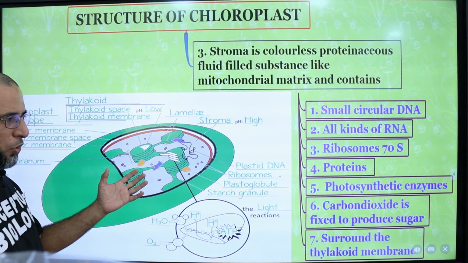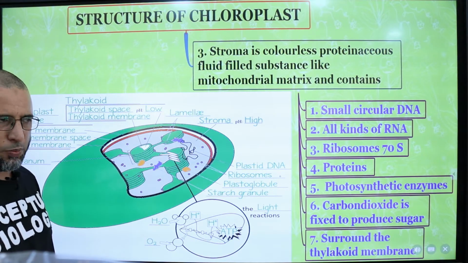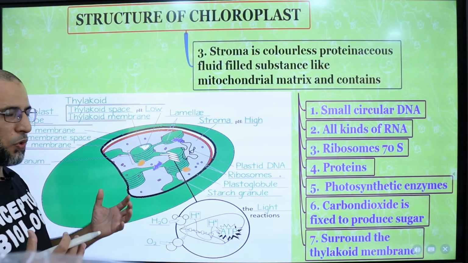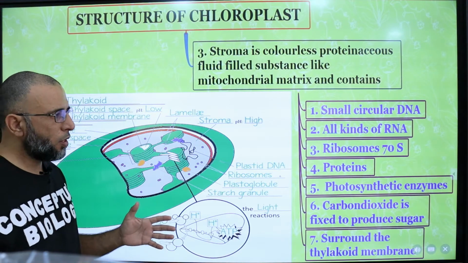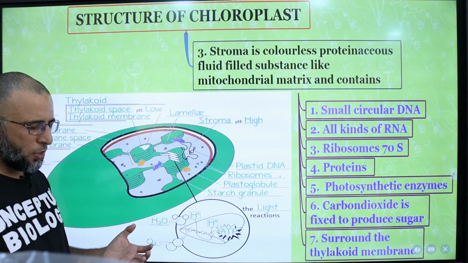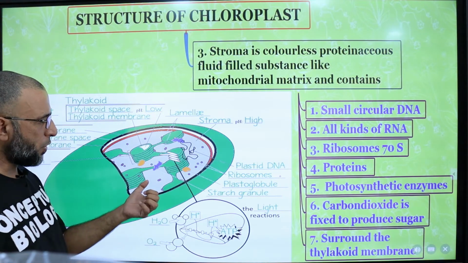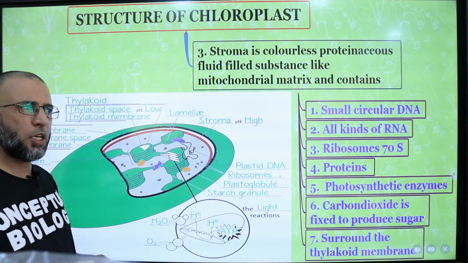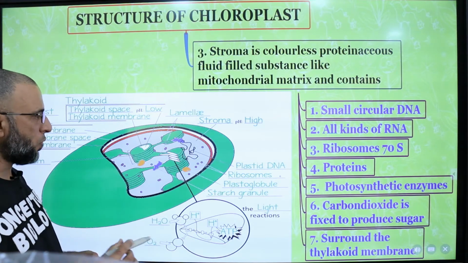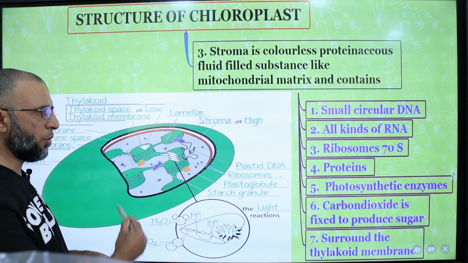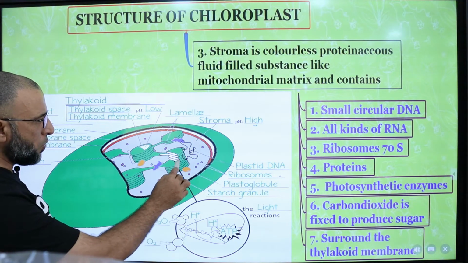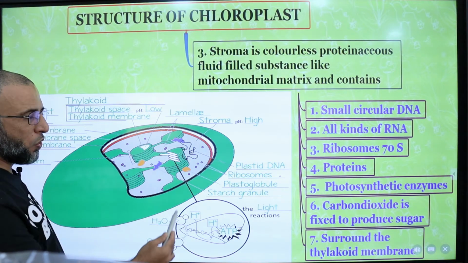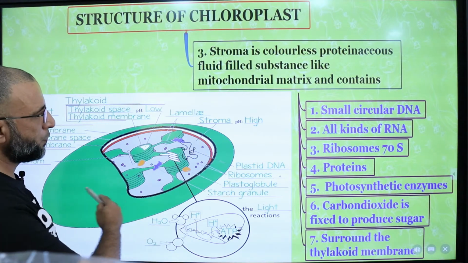Stroma contains protein and photosynthetic enzymes, because we know that photosynthesis, which consists of light reaction and dark reaction, takes place with the help of enzymes. Dark reaction takes place in stroma, but light reaction takes place in chlorophyll molecules which are embedded in thylakoid membranes. Stroma surrounds a system of membranes called thylakoid membranes.